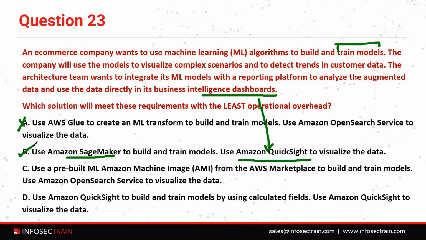And you have a pre-built ML Amazon Machine Image, AMI, from the marketplace? No, that's completely a different thing. And use Amazon QuickSight to build and train a model using a calculated field. It can definitely be used for visualization of the data. QuickSight helps you in creating a respective dashboard, like Grafana you can think of, but it is not there to train any kind of model, right?